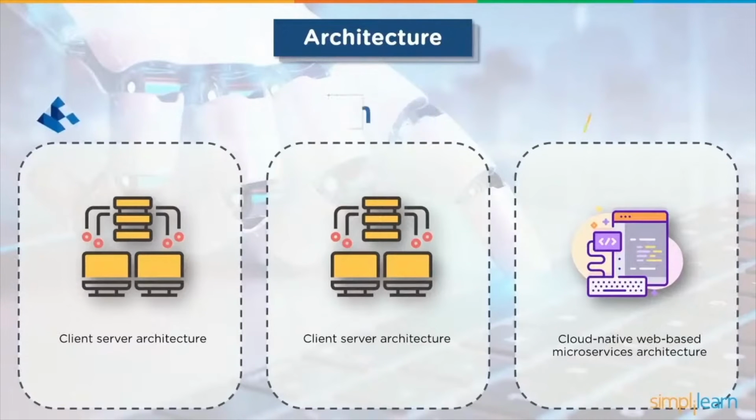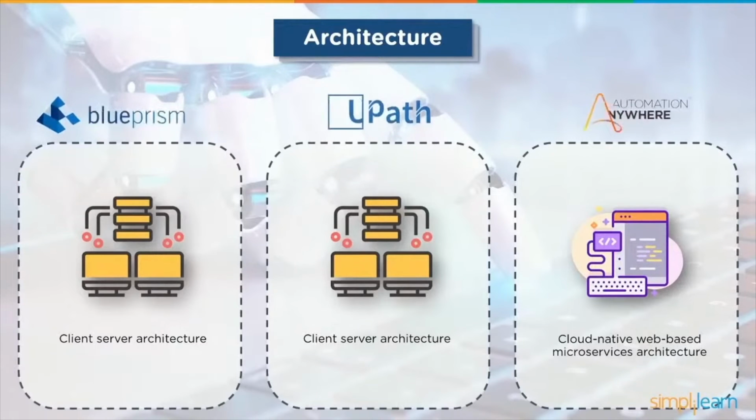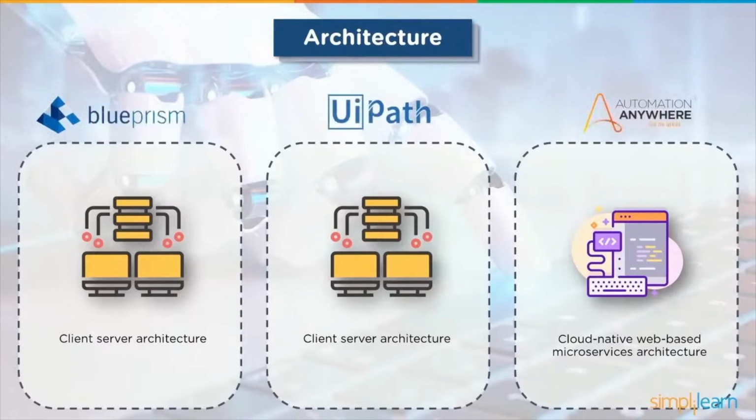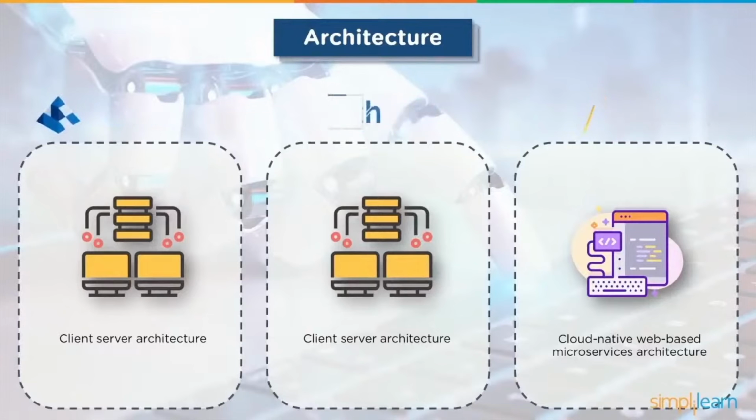Automation Anywhere incorporates a cloud-native web-based microservices architecture. It is the only platform that provides a complete digital worker solution on the web. Users with any skill level can instantly start building robots on a browser without any heavy installation.